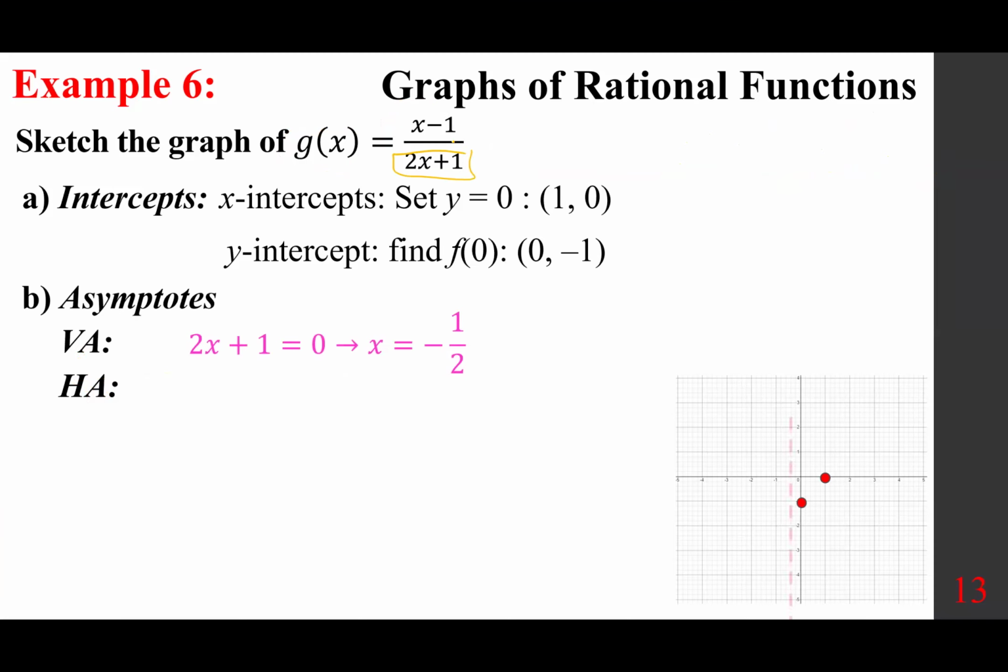Horizontal asymptote. So that's your vertical asymptote, x equals negative 1/2. And horizontal asymptote, y equals 1/2. No slant asymptote. Let's go back to the top.